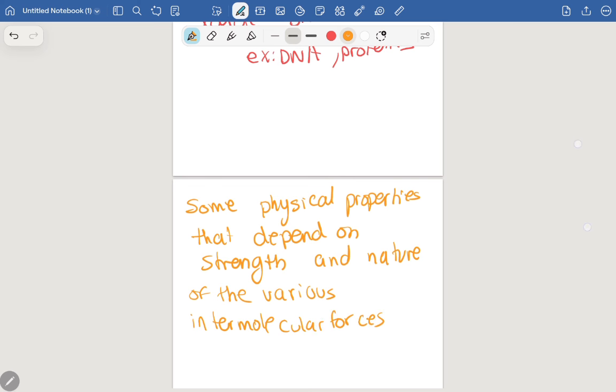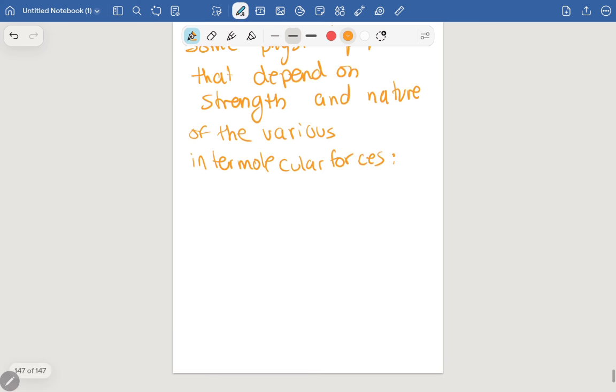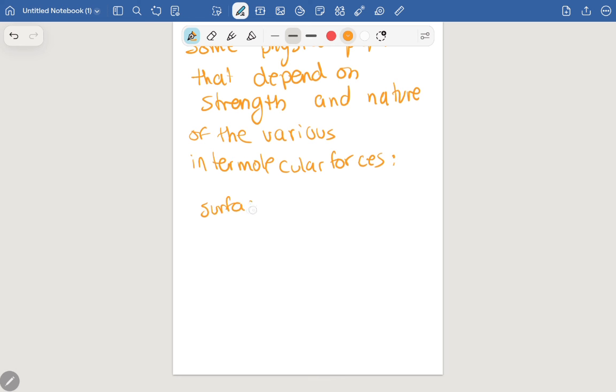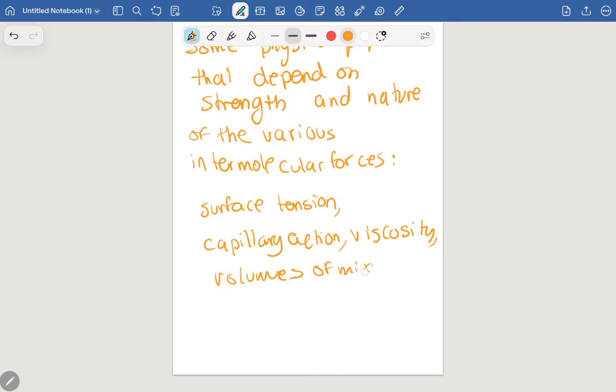They are surface tension, capillary action, viscosity, the volumes of mixing, hardness, vapor pressure, the boiling point, the melting point, and then the solubility.